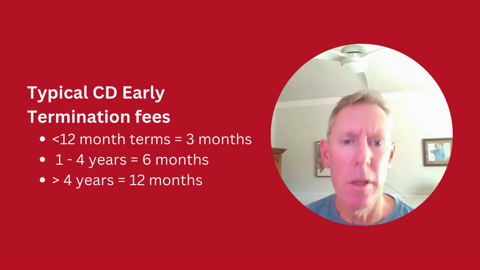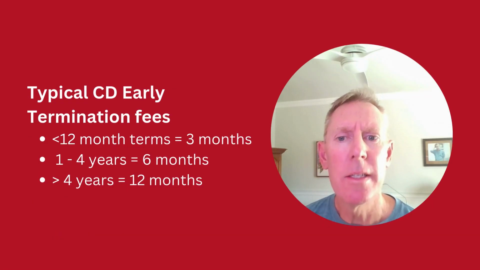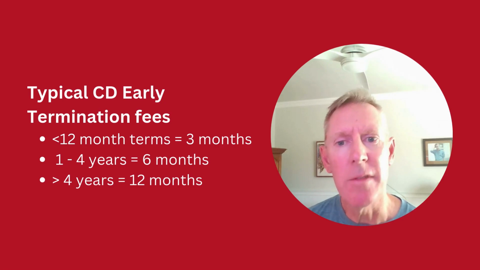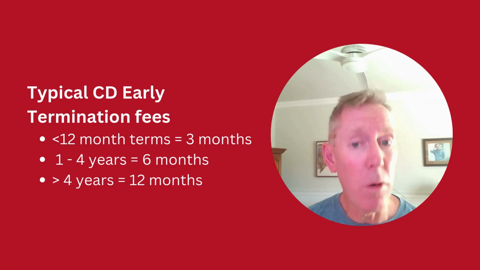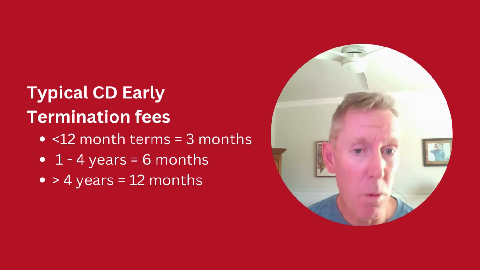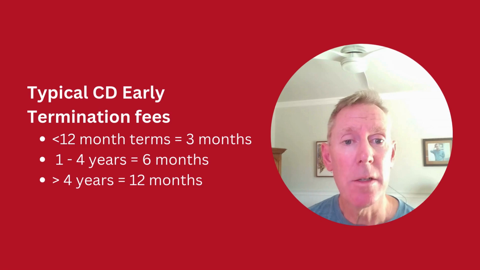Banks have different policies in regards to their CD early termination fees, but generally, most banks charge a 3-month interest rate penalty if the CD term is 12 months or less. If the CD term is, let's say, 1 to 4 years, a typical termination penalty is 6 months. And for CDs greater than or equal to 4 years, you can expect an early termination fee of 12 months. And in the next slide, I'll explain how to calculate the early termination fee.